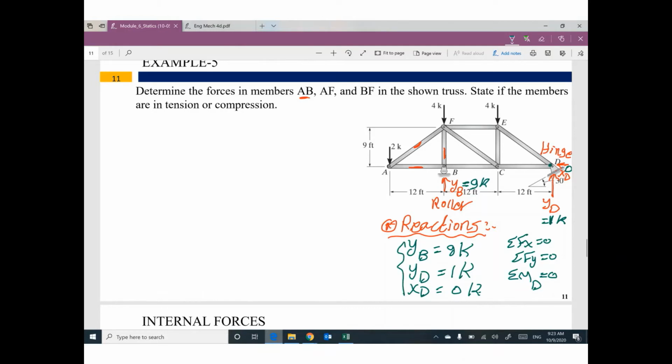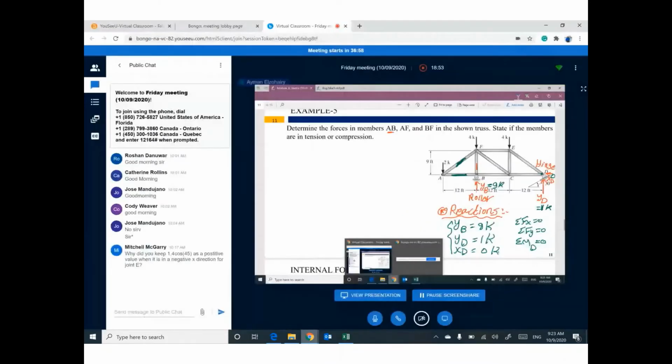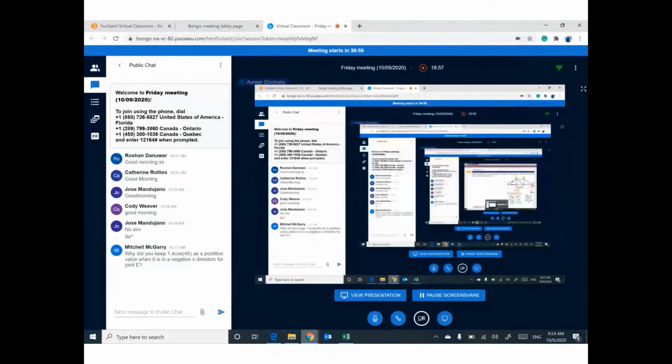Let's start. I'm looking for AB and AF and BF. Which two forces intersect at one joint? I believe AB and AF. Both of them intersect where? Any answer? Okay, wait a moment. Thank you, A joint.